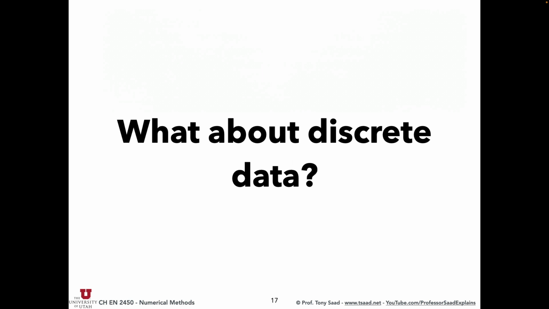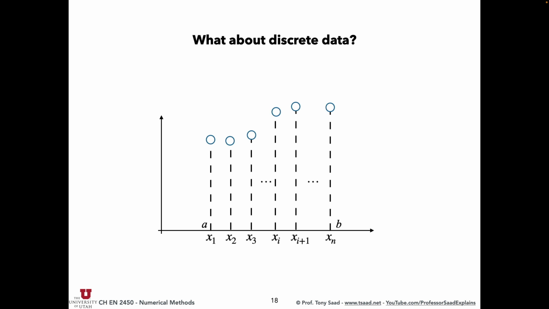Okay, so what about discrete data? We did this for a continuous function where we could evaluate f of (a+b)/2. You could evaluate f at any point in that interval. But for discrete data, you don't have that luxury, right? Your data is already specified for you. The intervals are already specified for you. So you will be given data like this. And this is equally spaced data, let's say. Okay? So now the question is, which of these methods apply?